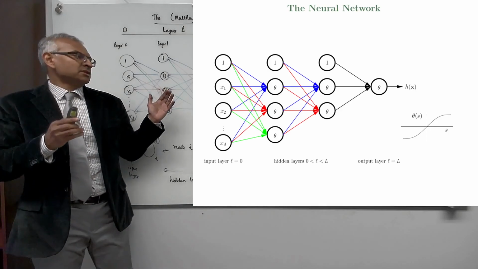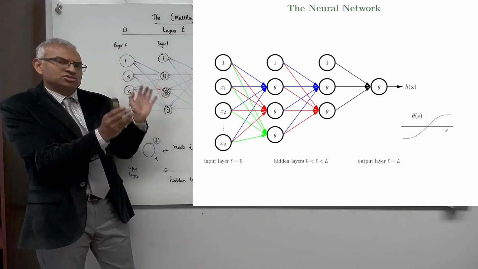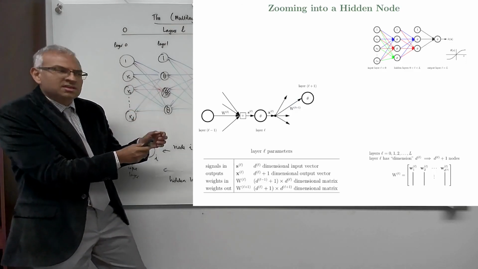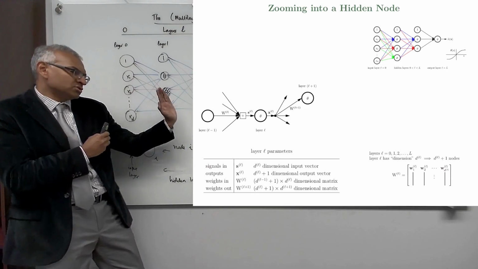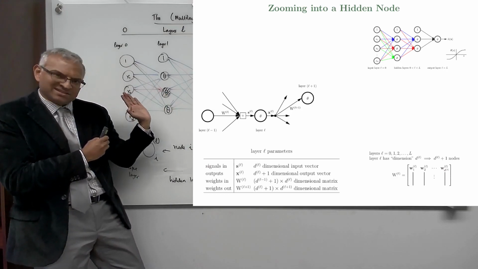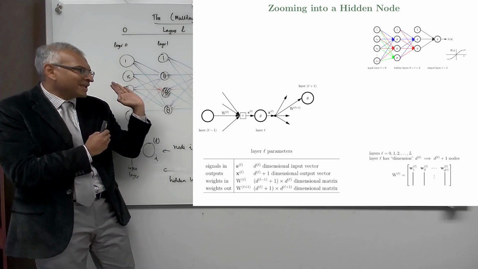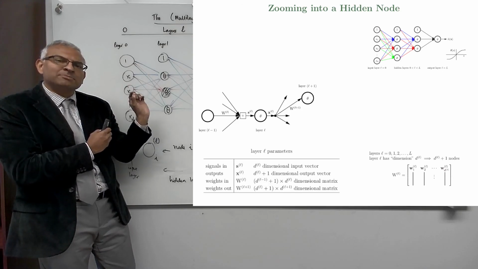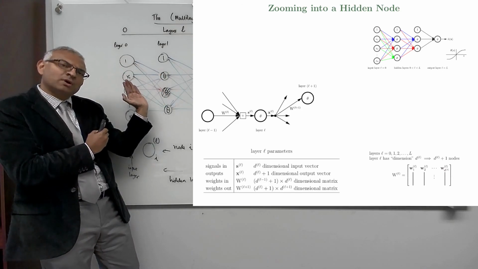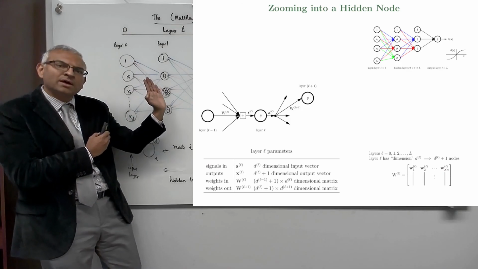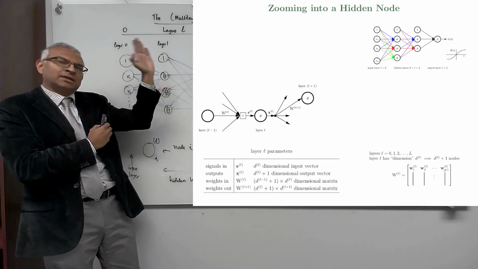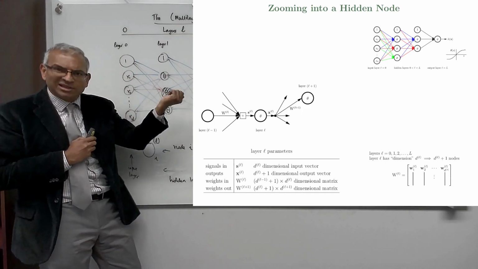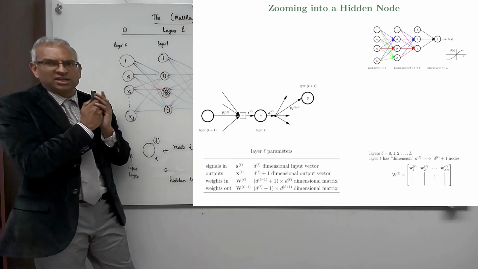So we can see here the neural network in all its glory, and let's drill down into a single node and all the details that we just discussed. There are the inputs to the layer, which is the vector SL, the outputs of the layer, which is the vector XL, and the weight matrix WL connects layer L minus 1 to layer L, and the weight matrix WL plus 1 connects layer L to layer L plus 1. On the top right, you can see the neural network again, drilling down into the detail of what's going on at a particular node.